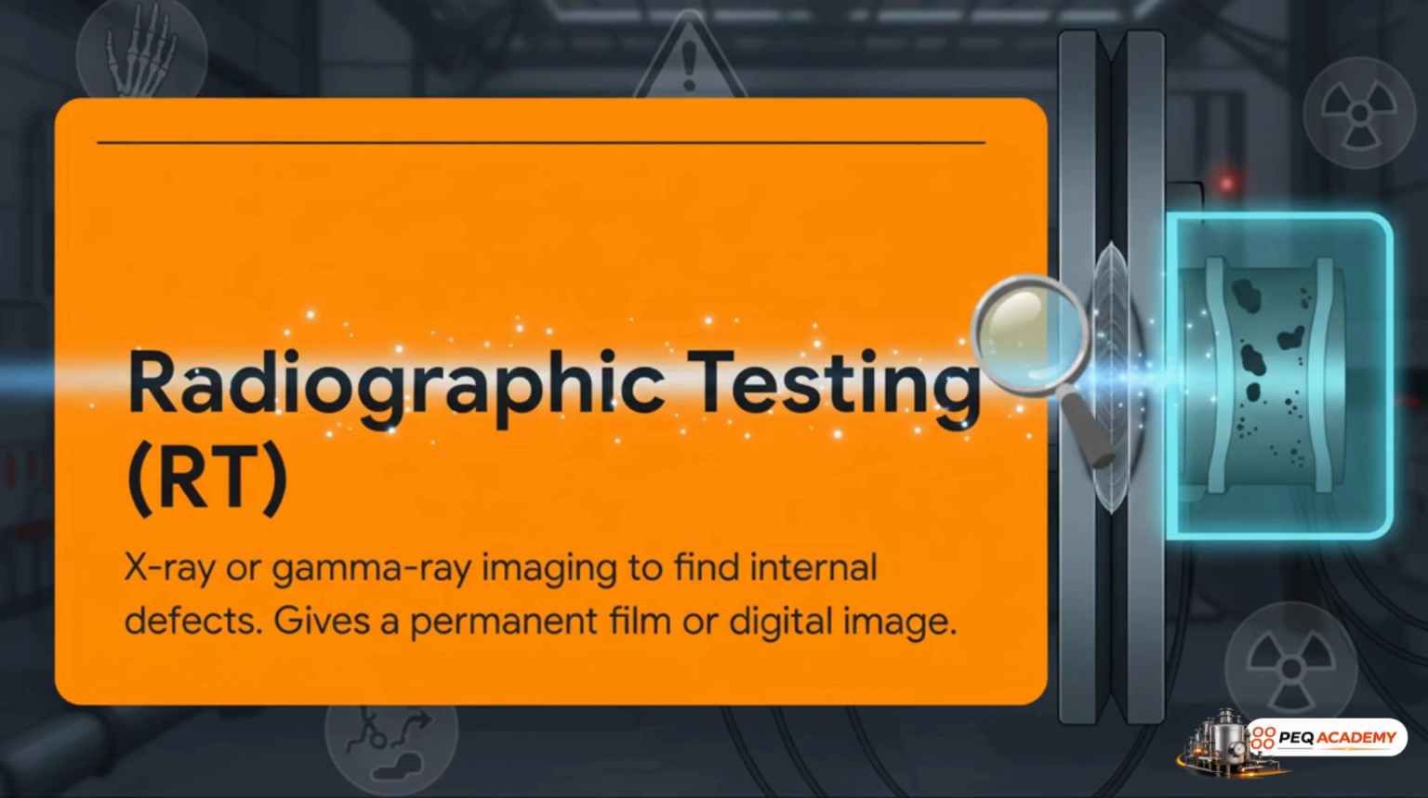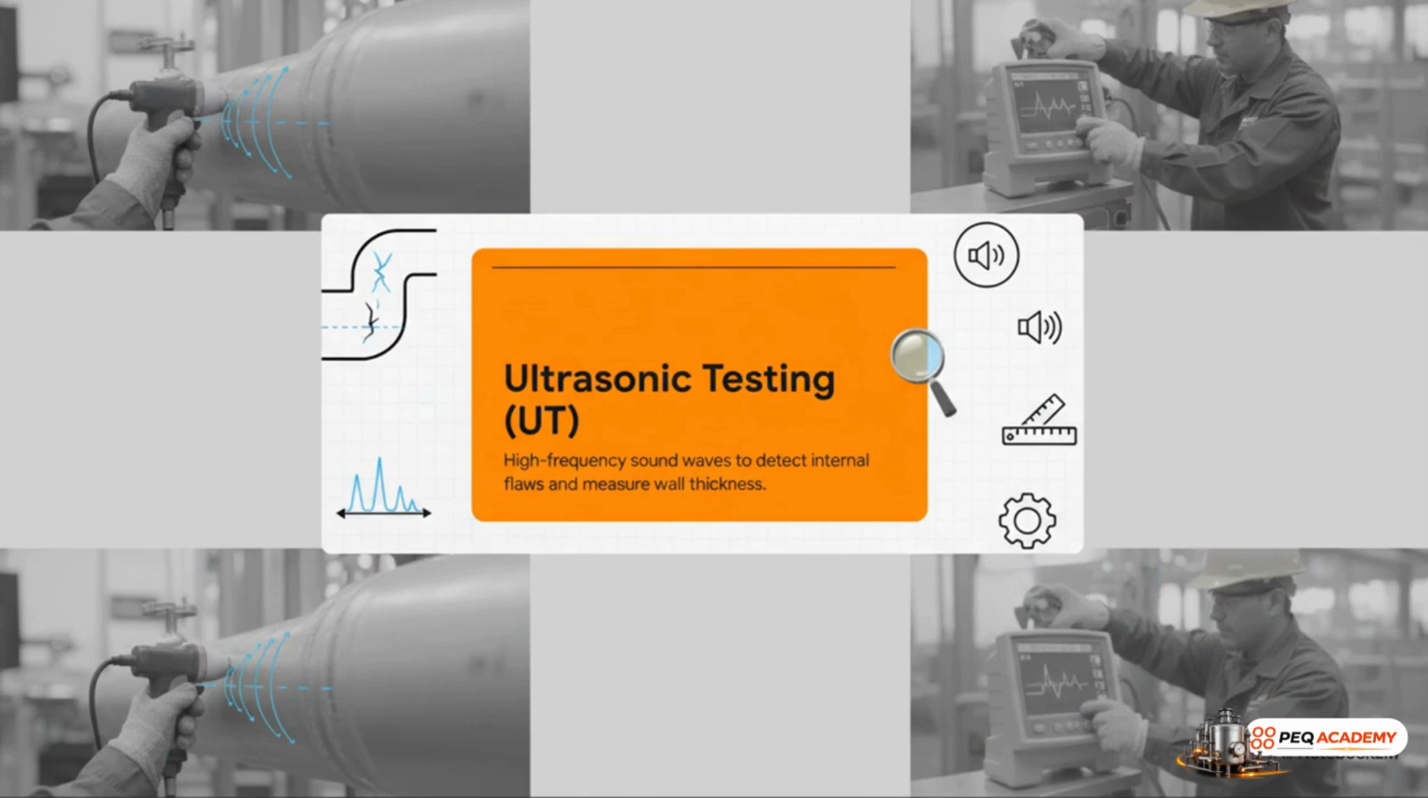And you get a permanent film record of what's inside that weld. And finally, we have ultrasonic testing, or UT. The best way to think about this is like sonar, but for steel. We send a tiny pulse of high-frequency sound into the material. That sound wave travels along until it hits something.